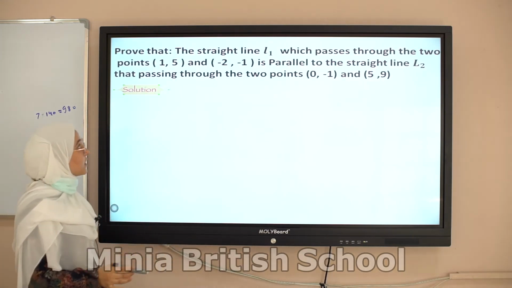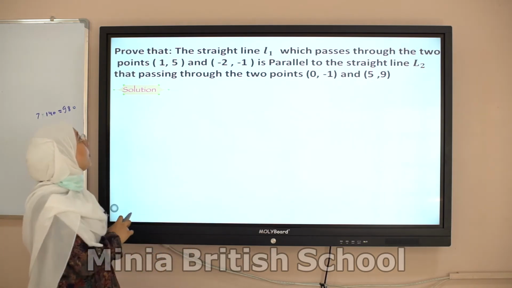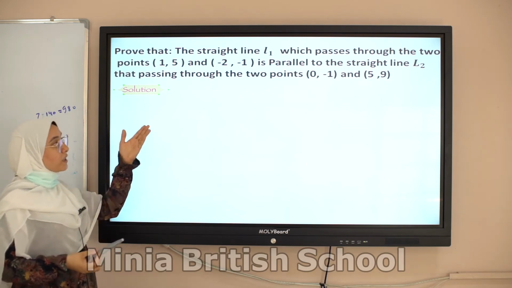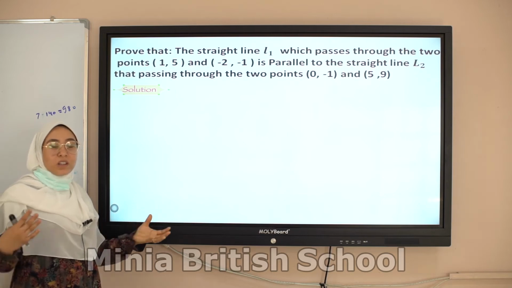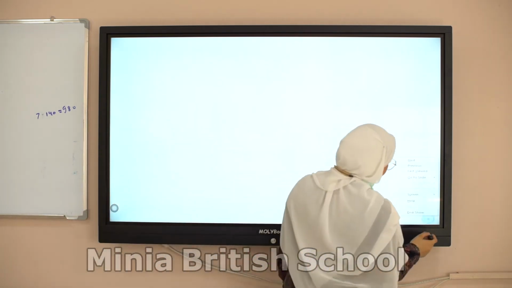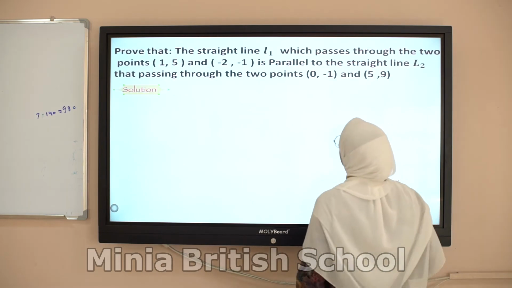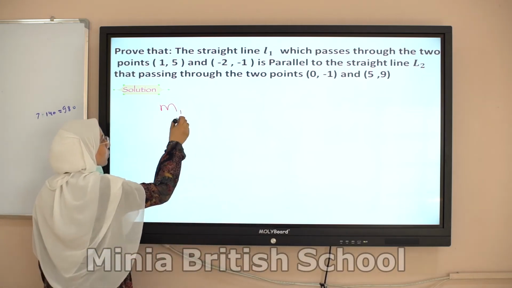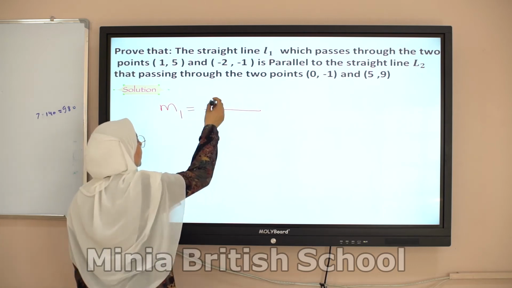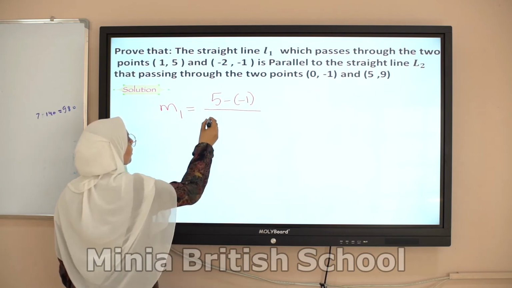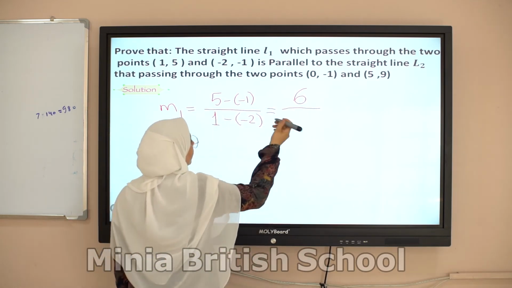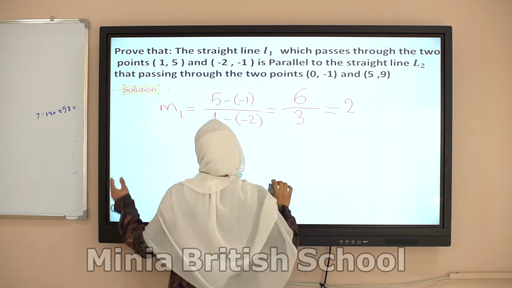For example, prove that the straight line L1, which passes through the two points (1, 5) and (-2, -1), is parallel to the straight line L2 that passes through the two points (0, -1) and (5, 9). Now I need to find the slope of L1 and the slope of L2. The slope of L1 equals 5 minus (-1) over 1 minus (-2), which equals 6 over 3. You can simplify it, equals 2. So M1 equals 2.